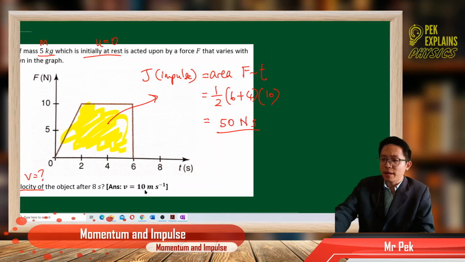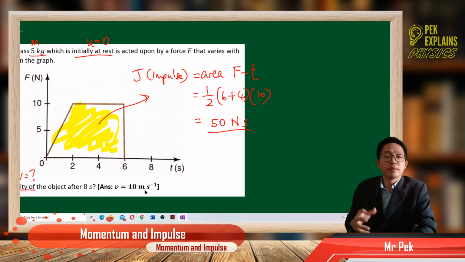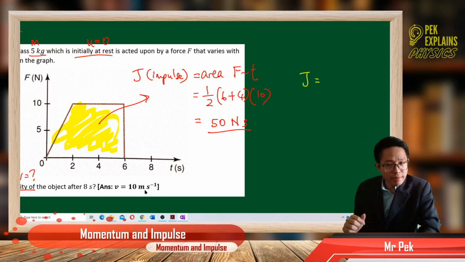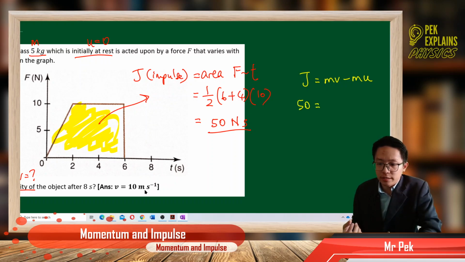So what does it mean by impulse? Do you still remember the definition of impulse? Impulse is actually the change of momentum. Change of momentum, which is mv minus mu. So we can find the final velocity. So impulse is 50, which we got just now.